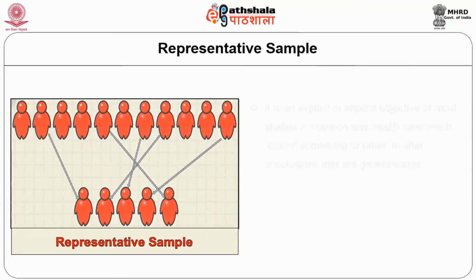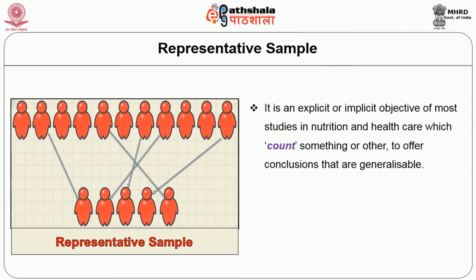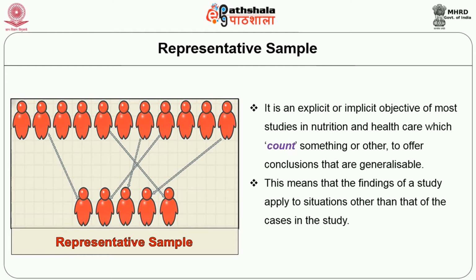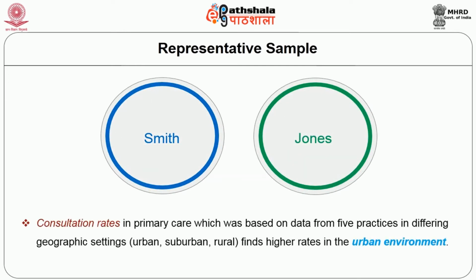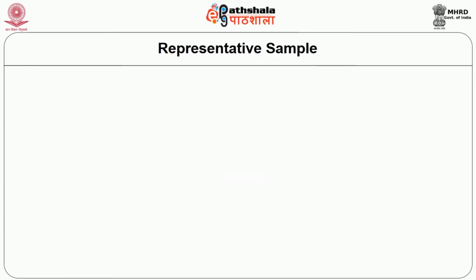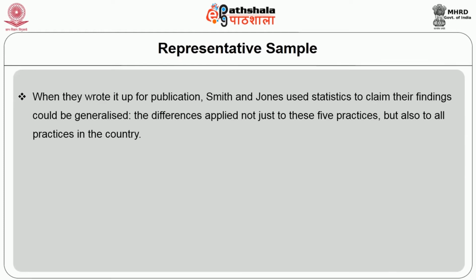The representative sample. It is an explicit or implicit objective of most studies in nutrition and health care which count something or other, quantitative studies, to offer conclusions that are generalizable. This means that the findings of a study apply to situations other than that of the cases in the study. To give a hypothetical example, Smith and Jones' 1997 study of consultation rates in primary care, which was based on data from 5 practices in differing geographic settings, urban, suburban, rural, and so on, finds higher rates in the urban environment. When they wrote it up for publication, Smith and Jones used statistics to claim their findings could be generalized. The differences applied not just to these 5 practices, but also to all practices in the country.